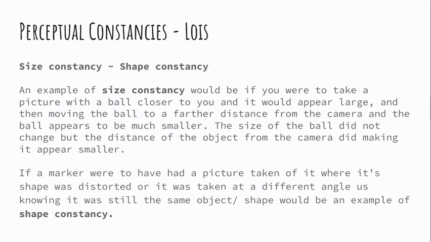There's also size constancy. Size constancy is where we can recognize the same object, even if it looks smaller or larger, based on its proximity to us. And shape constancy, where we can identify the same object, even if its angle is different and its shape is distorted to make it look different.